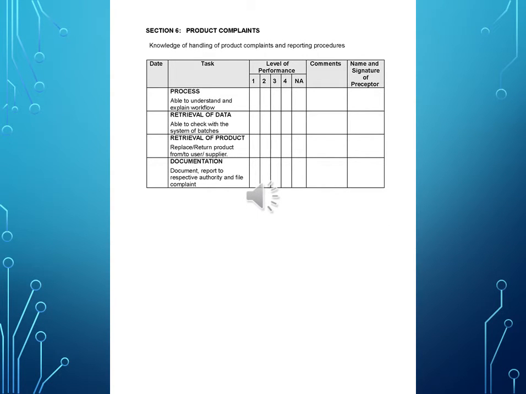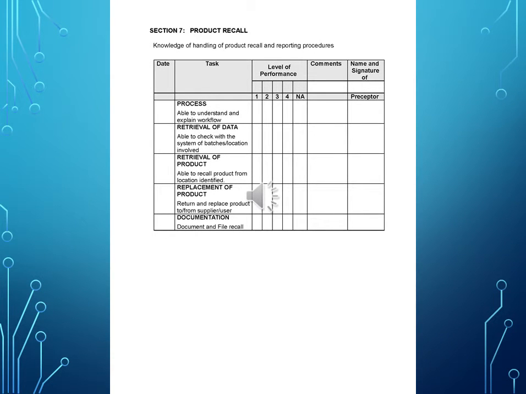Section 6. Product complaints. Knowledge of handling of product complaints and reporting procedures. Date, task, level of performance, comments, name and signature of preceptor. Process: able to understand and explain workflow, retrieval of data. Able to check with the system the batches, retrieval of product. Replace or return product from or to user or seller. Documentation: report to respective authority and file complaint.